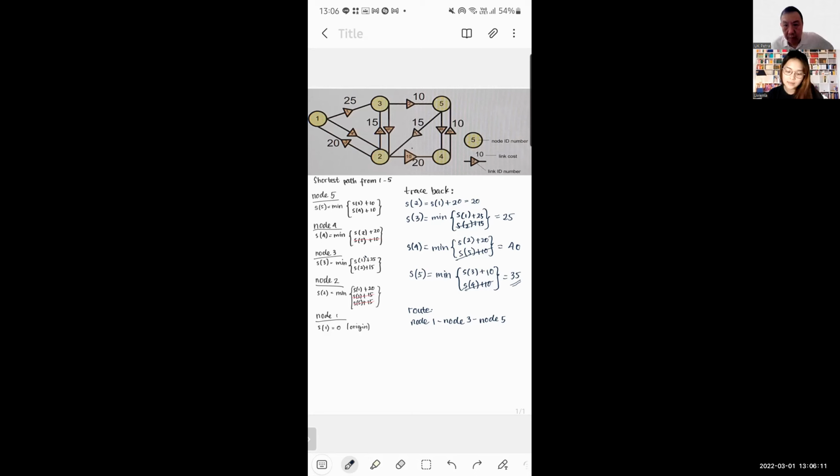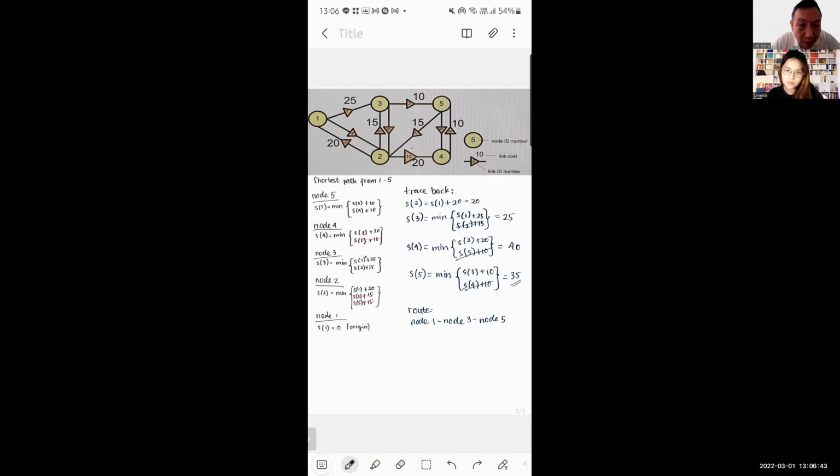And then the last is S5. We choose between S3 plus 10 and also S4 plus 10. We choose between the S3 and S4, the one that has the minimum value is S3, so we choose S3, which is 25 plus 10, so we got 35. 35 is the answer, and then the node sequence is 135.